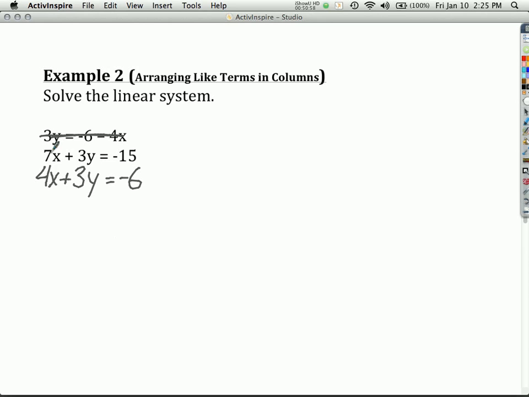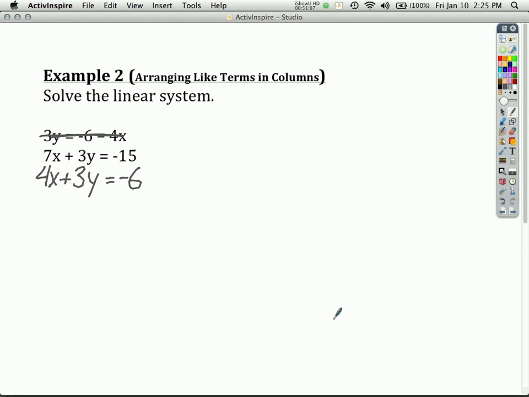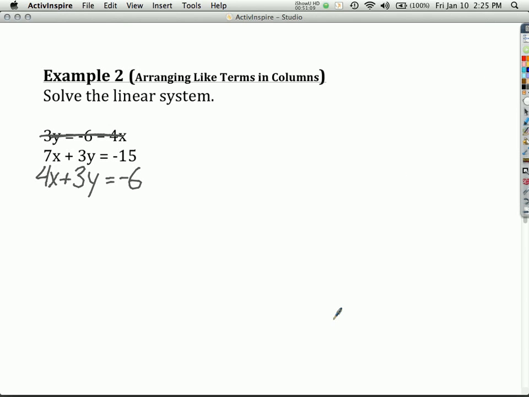So now the x's are on top of the x's, the y's are on top of the y's. Now we can proceed with the other steps. Now we need to find opposites. So what can we do to get opposites? What suggestions do you have? Zabari, and then we'll come over here. Multiplying the bottom by negative 1.